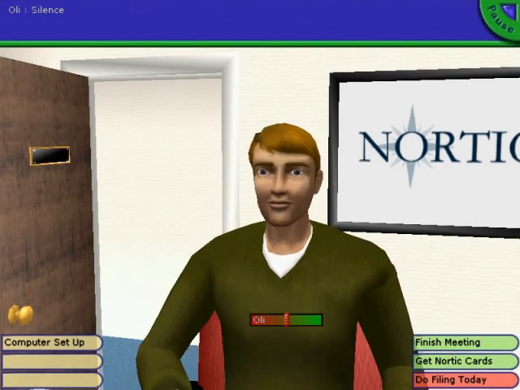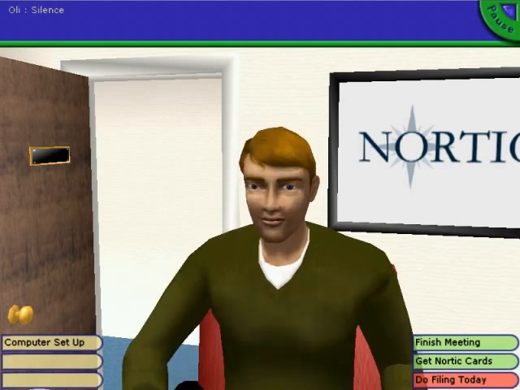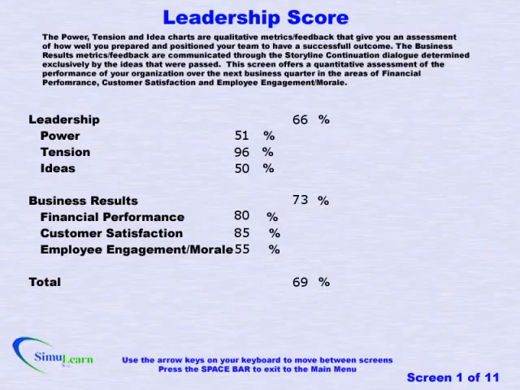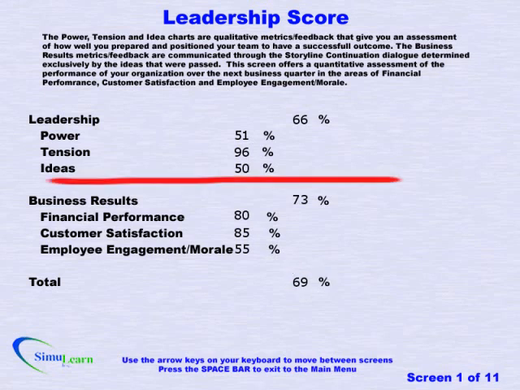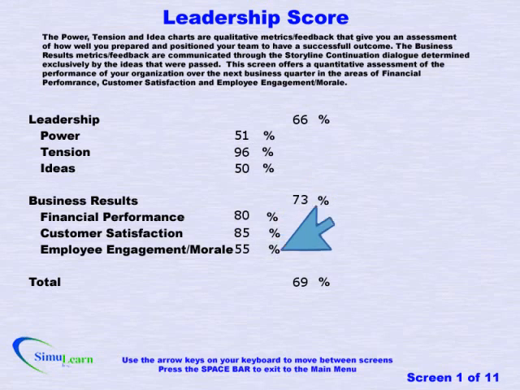At this point, the meeting is done, and I will access the results screens for that meeting. The first screen is my overall score. The score is based on 1 to 100. Your goal is to get 90% or above for the total score here. This screen is broken into two parts, your leadership score and your business performance score, which is based upon the ideas that were passed and their influence on each of three business components: financial performance, customer satisfaction, and employee morale.